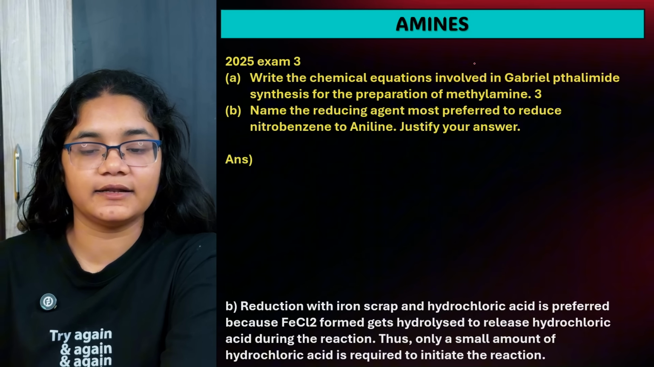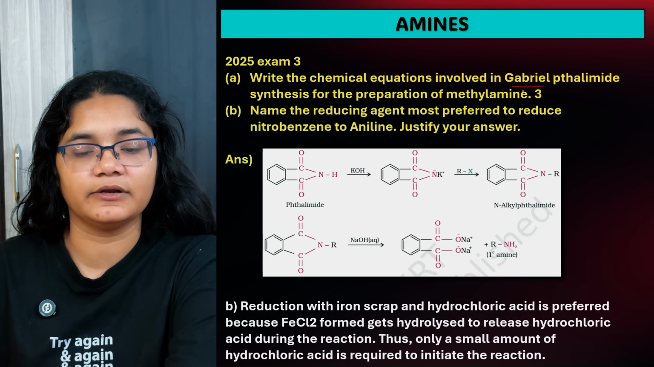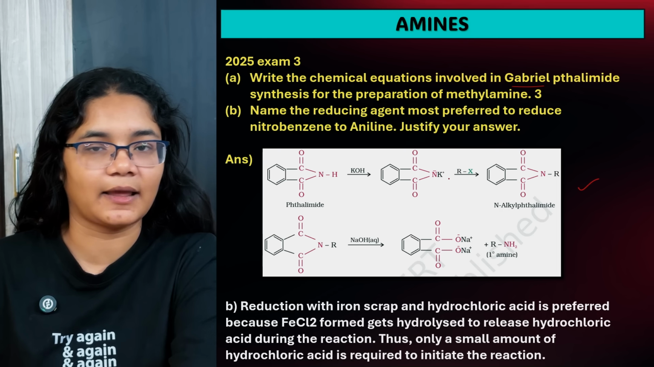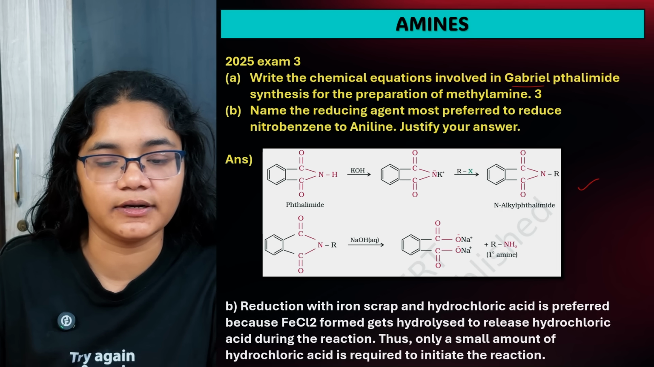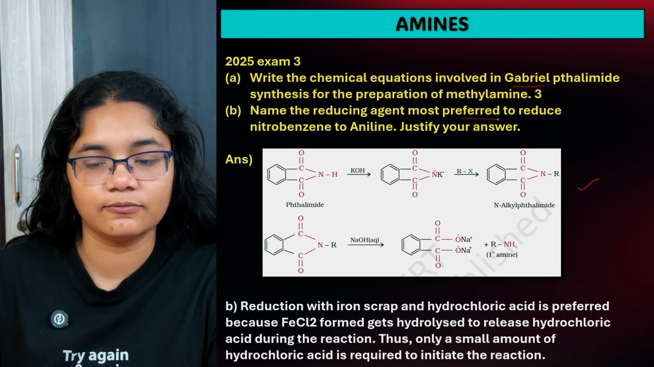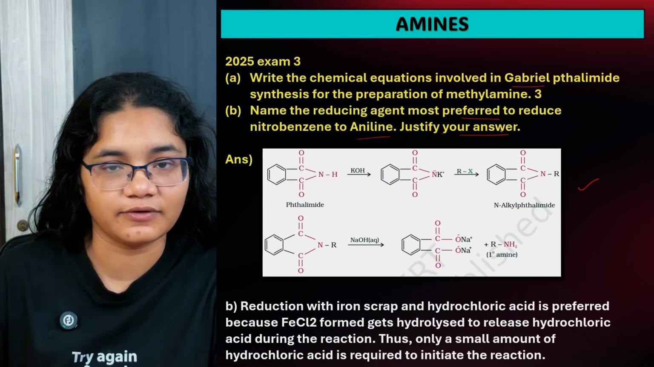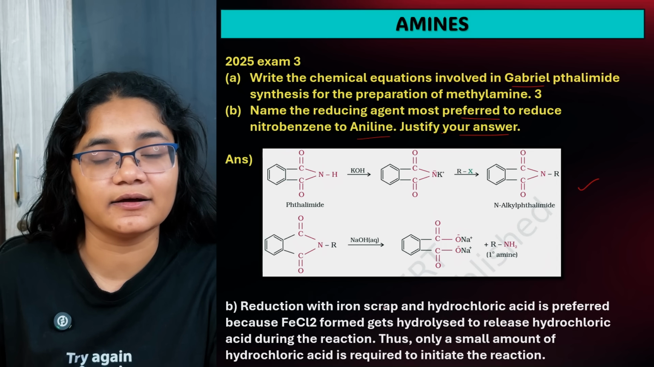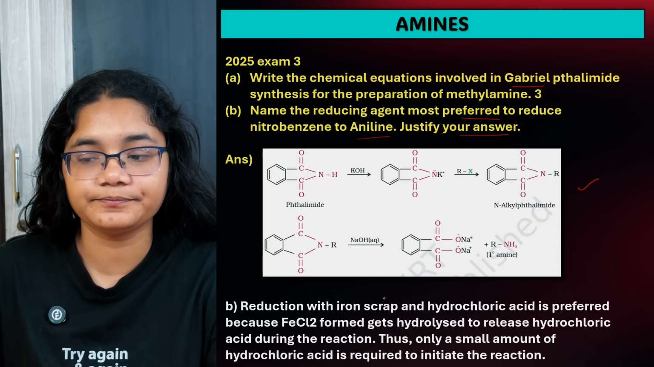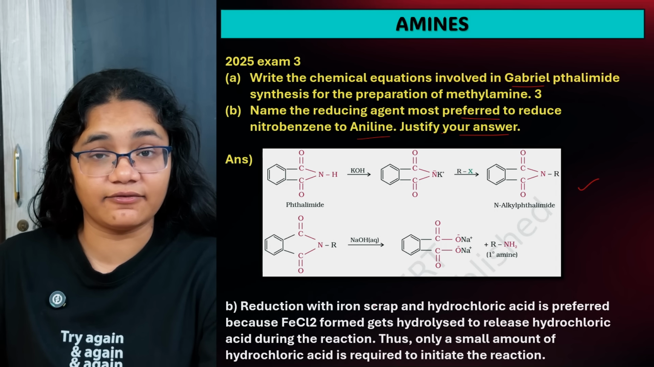Next we have, write the chemical equations involved in Gabriel phthalimide reaction. So these reaction steps you have to write down, all the 5 steps should be written. Name the reducing agent most preferred in the conversion of nitrobenzene to aniline and justify your answer. So here we used Stephen reaction, and the reagent used is Fe/HCl.